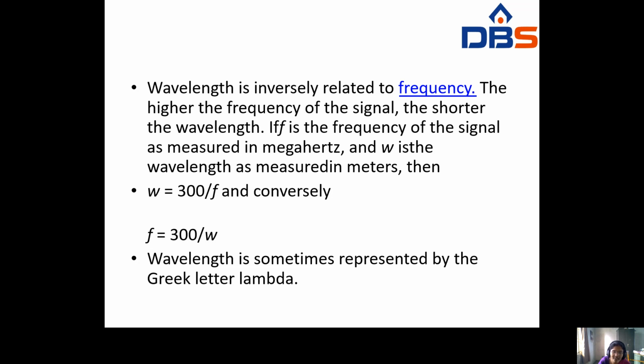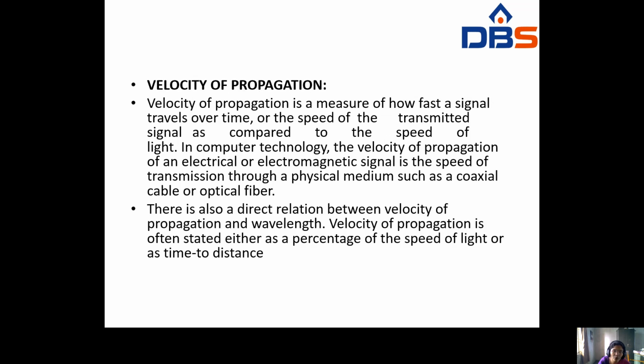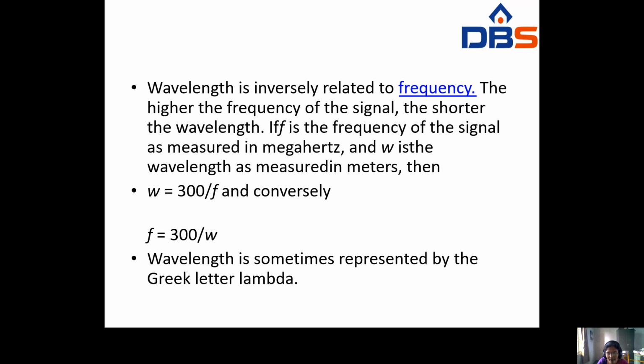The frequency of the signal is measured in megahertz, and W is the wavelength, measured in meters. Then W equals 300 by F, and conversely F equals 300 by W. Sometimes the wavelength is also represented by the Greek letter lambda.